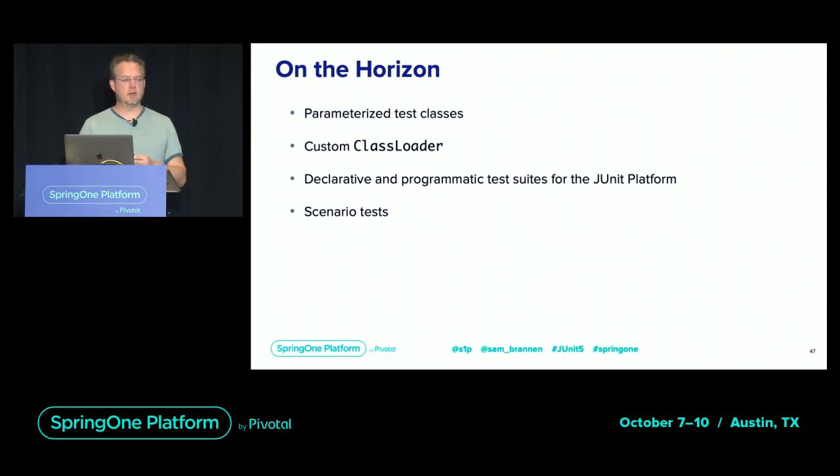So the building blocks are actually already there, and that's one of our goals with JUnit Jupiter: to have building blocks to allow people to build their own unique features in, not just limited to the framework itself, but you can build your own. So it's very nice.